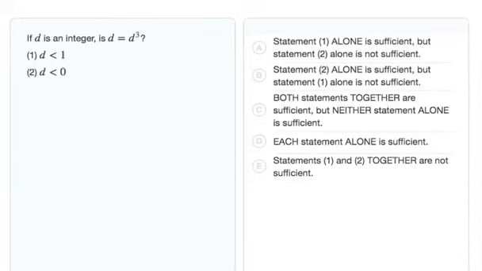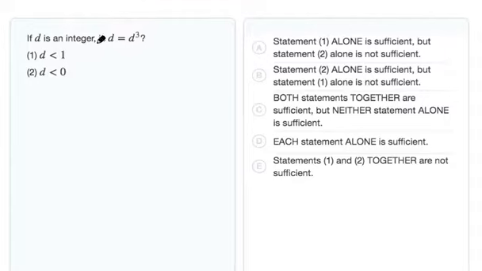To solve this data sufficiency question, we're going to consider each statement separately first and then together if needed. Before diving into the statements, let's take a look at the question and what it's asking. If d is an integer, is d equal to d cubed?